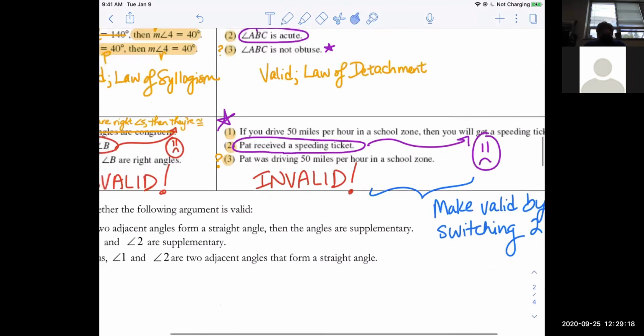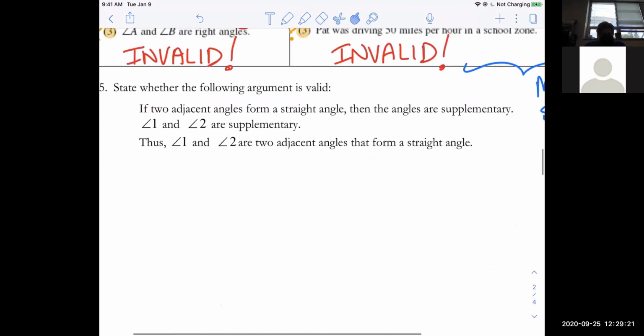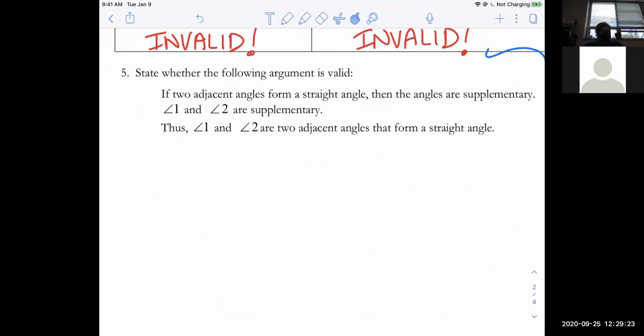That's not Pat. Okay, take a minute and read that last example and see if you think that is syllogism or detachment. It looks like it's detachment, right? You have an if-then, and then you have these two other statements that are not in if-then form. But like Nick said, the problem is if statement number 1 was if two adjacent angles form a straight angle, then the angles are supplementary. Statement 2 is saying here are two angles that are supplementary.